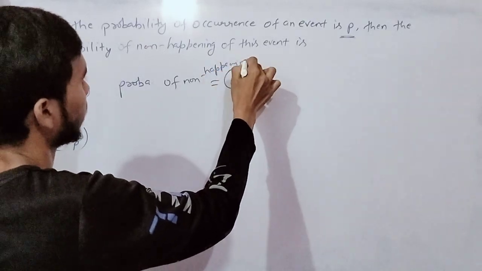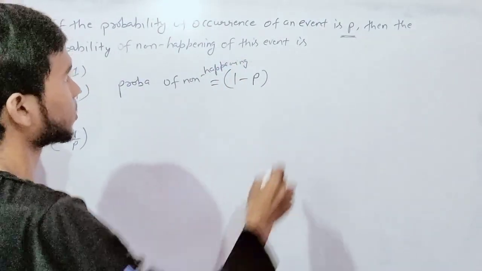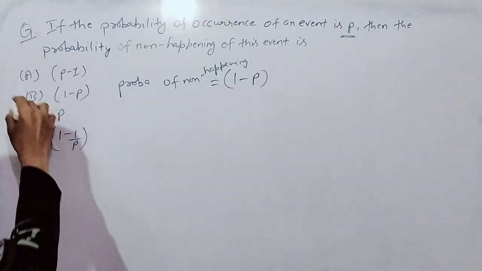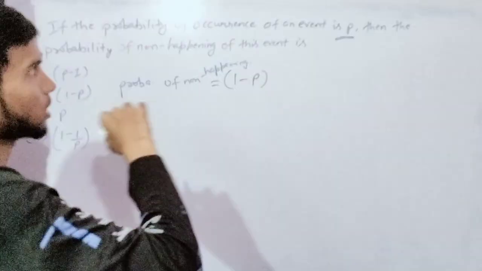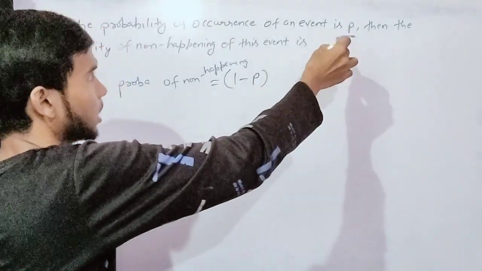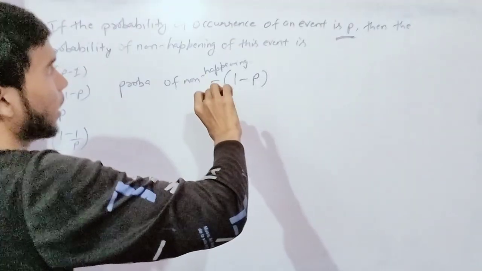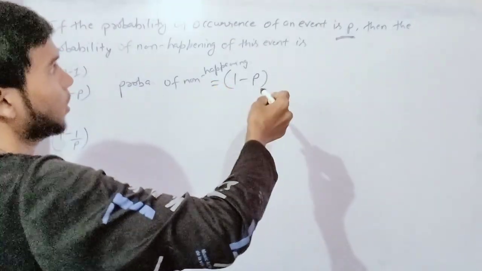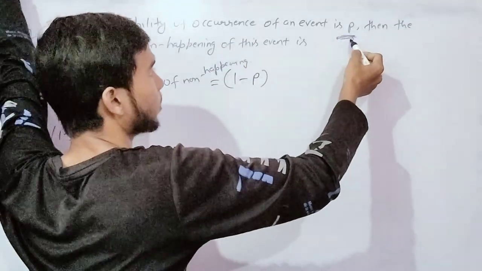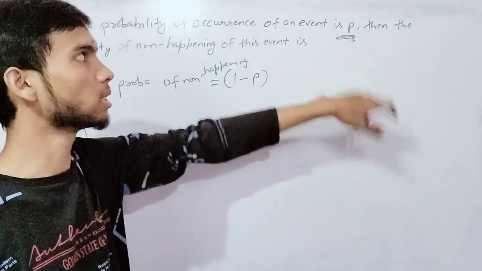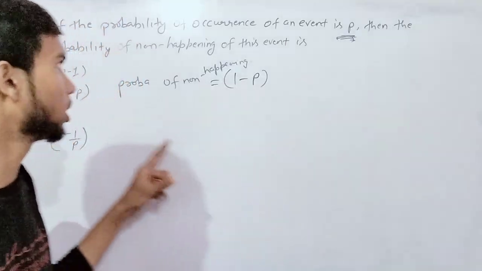Clear? When we subtract the given probability from 1, the answer would be this. We have been given the probability of happening, and you have to tell the probability of non-happening. If the probability of happening is p, we subtract this happening probability from 1, and we get the probability of non-happening.